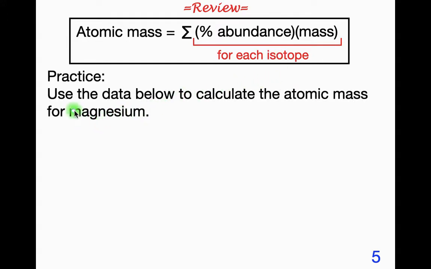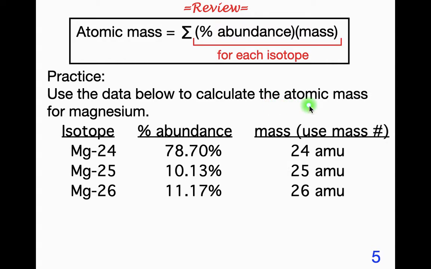So let's do a practice problem. Use the data below to calculate the atomic mass for magnesium. Here we have 3 isotopes of magnesium, and they have different percent abundances. What that means is if I had a sample of magnesium, it would always consist of 78.7% magnesium-24, 10.13% magnesium-25, and 11.17% magnesium-26. That's a constant amount.